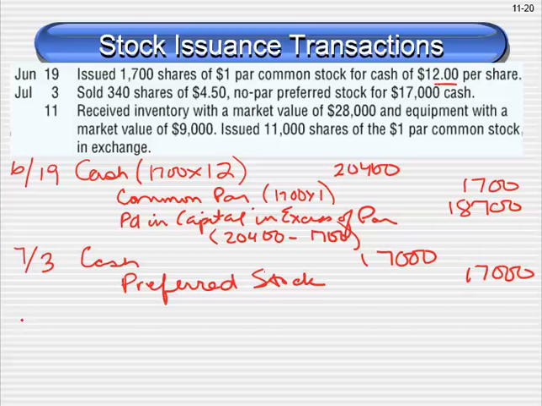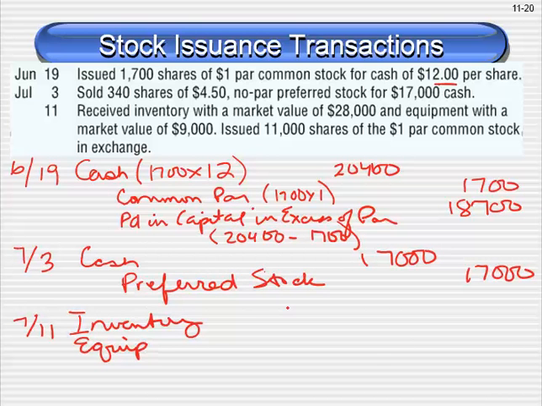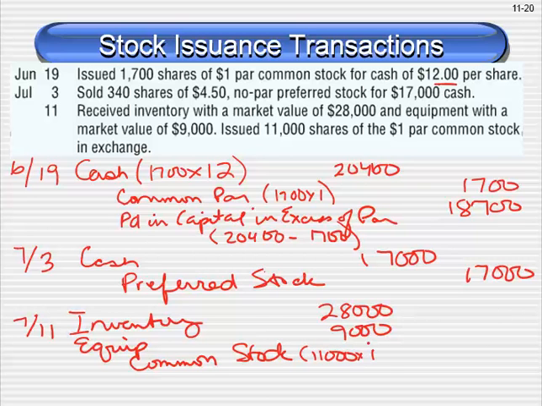Lastly, on the 11th, it says that we received inventory with a market value of $28,000 and equipment with a market value of $9,000. All right, so we know in exchange for our stock, we're going to get inventory and equipment. So let's go ahead and debit both of those for their market values, so $28,000 and $9,000. We know we need to credit common stock at par value, and this is $1 par value stock. So if we issue 11,000 shares times $1, that's a credit of $11,000.